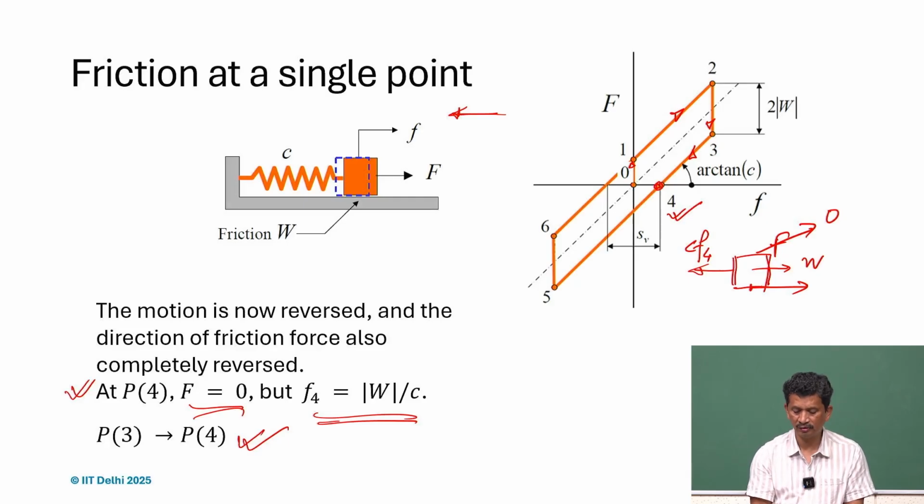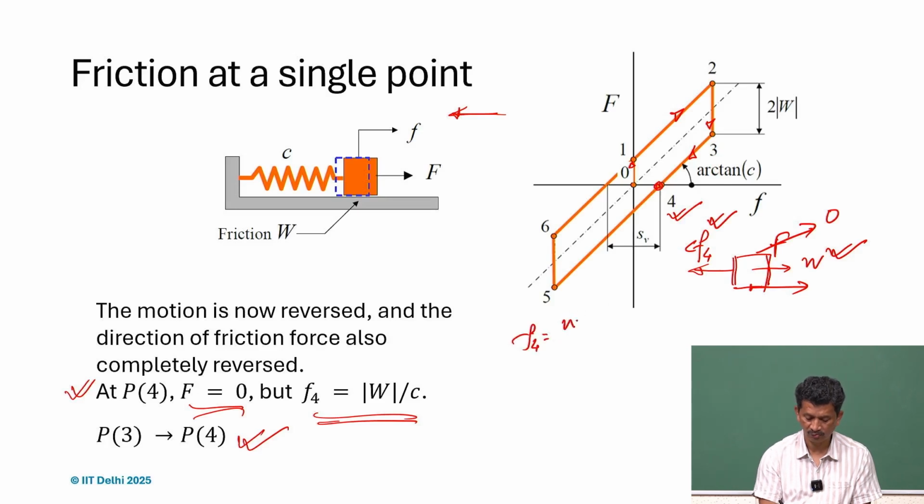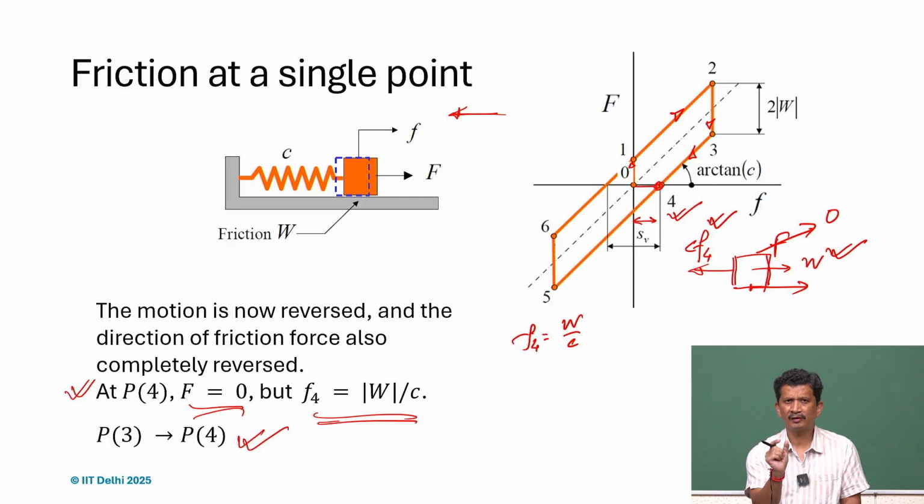And what is that deflection? That is equal to, because the spring force is balanced by the friction force, and therefore that deflection x4 is W by C. So this is the value we have, x4. So that displacement, that deflection will be still there. It will not go to point P0, unless we push it.